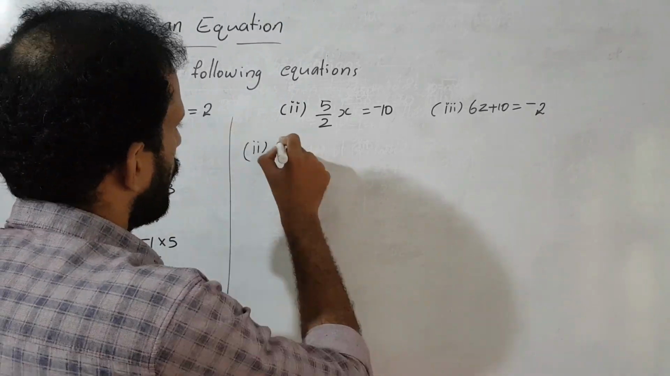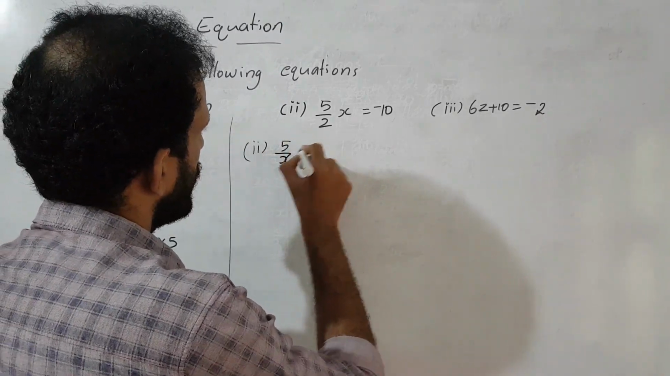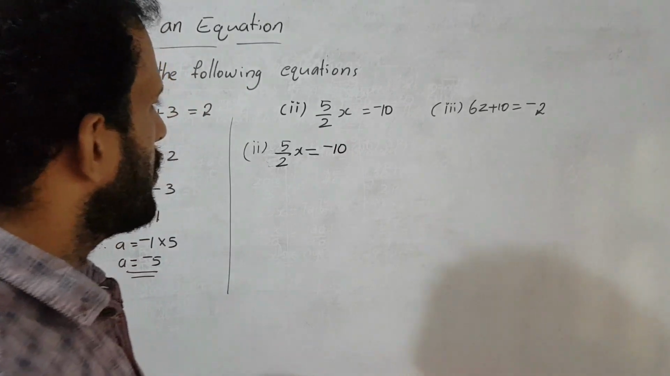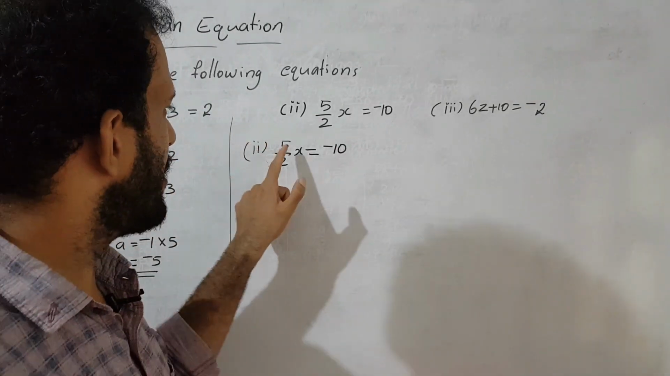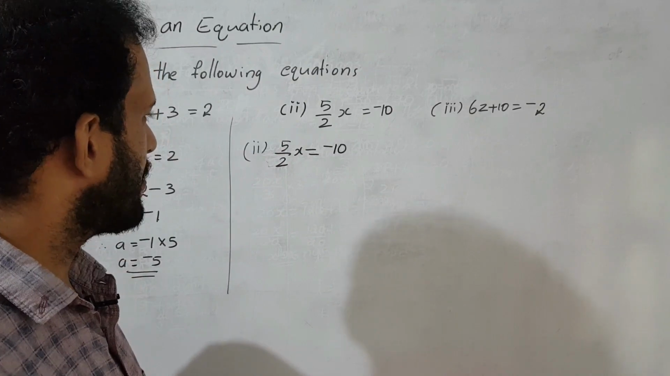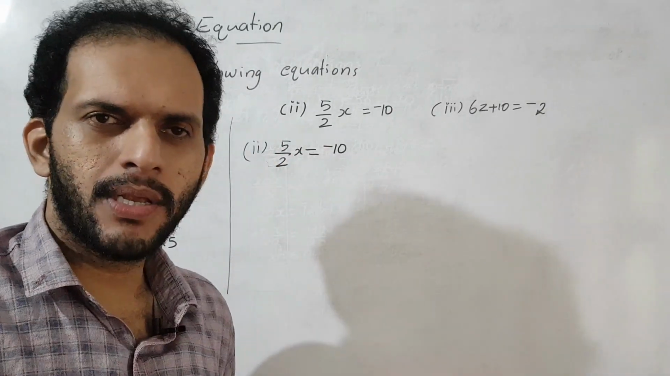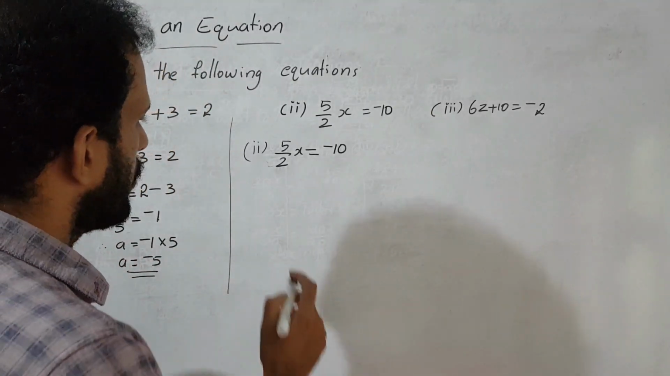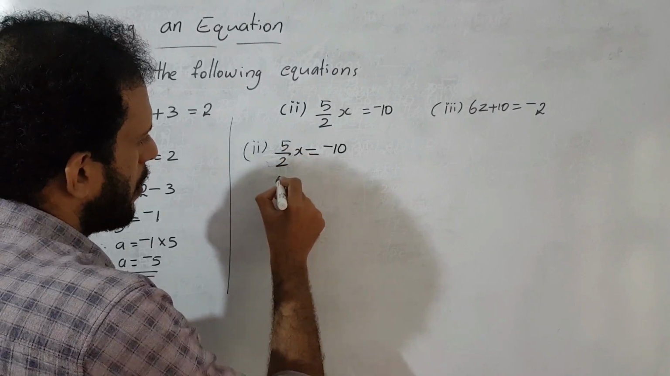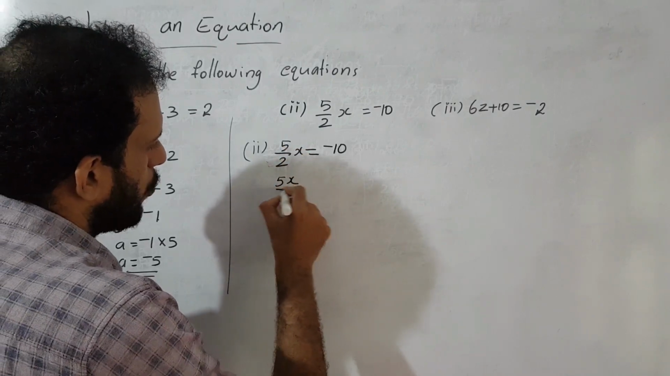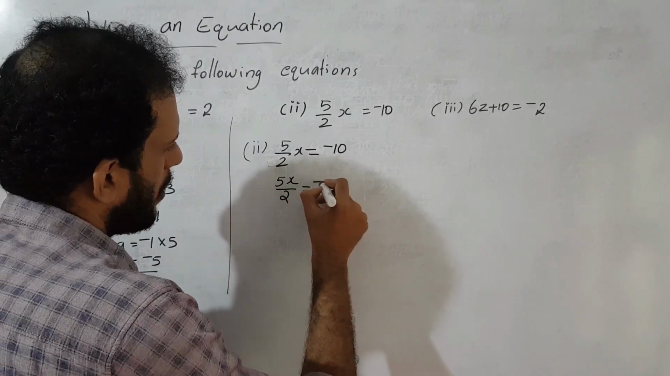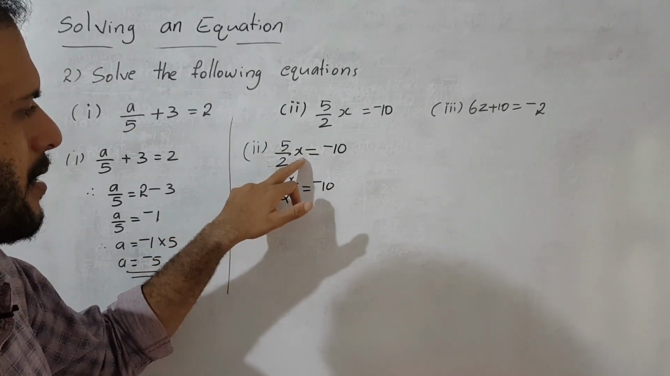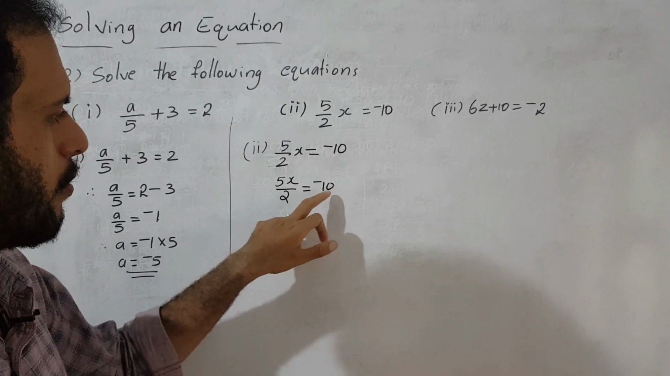The second one, 5 by 2x is equal to -10. Here we need to know what is actually the meaning of 5 by 2x. 5 by 2x means 5 by 2 into x, correct? Then 5 by 2 into x is the same as 5x by 2. We are just rewriting it to avoid confusion. So 5 by 2x, how to write? We write 5x by 2 is equal to minus 10.